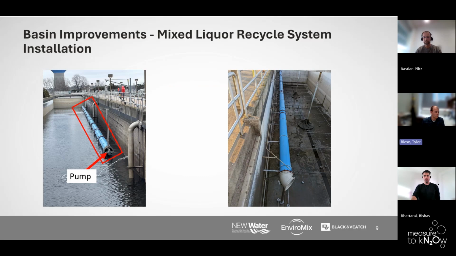And then this slide just demonstrates we installed the mixed liquor recycle pump in the low DO basin to convert from AO to A2O, just to see the impacts on nitrogen removal and also settleability performance. So we installed a submersible pump near the end of the basin, and the blue force main brings the mixed liquor back to the front of the anoxic basin. Next slide, please.